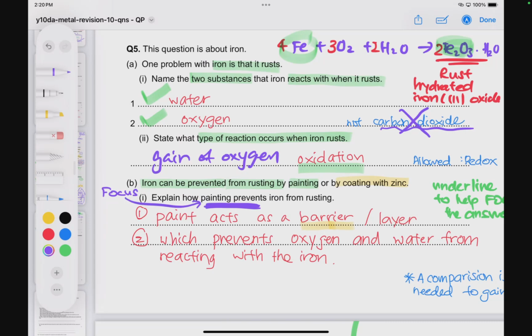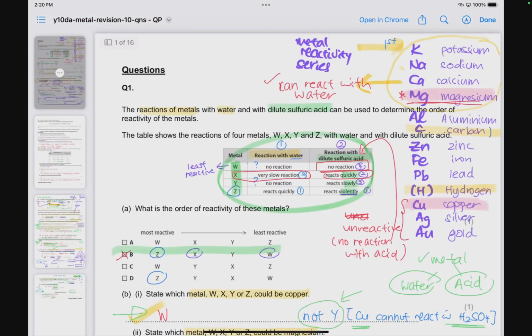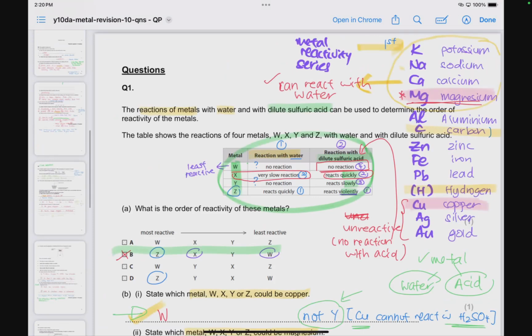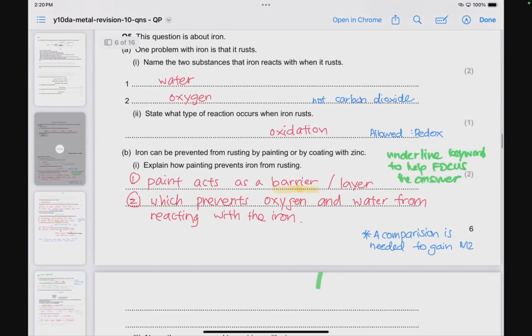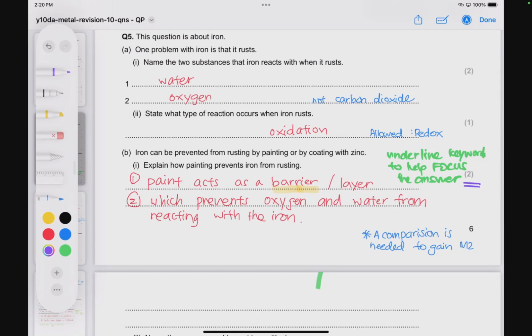Okay, so the first thing is, because this is a 2-mark question, oops, I'm going to go back to that question. Sorry, it's over here. Yeah, so this is a 2-mark question. So with 2 marks, you need to have 2 points. Whenever you see the word explain, think about the why. Okay, so we want to paint, or even if you put a layer of grease or a layer of plastic over it, this is essentially our barrier or a layer method. This is a better word. Okay, it provides a barrier. And why is this barrier important? That's our second point, because it prevents oxygen and water from reacting with the iron. Okay, so this is the method inside.